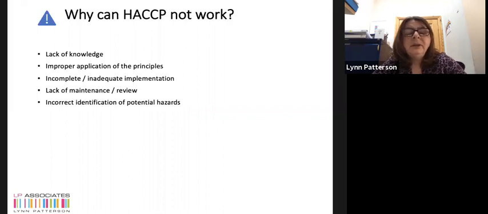And this can give your business a false sense of security, thinking that on paper you have a good system, when in actual fact, the system is not there. So being aware of potential pitfalls can make it easier to try and achieve a safe system.